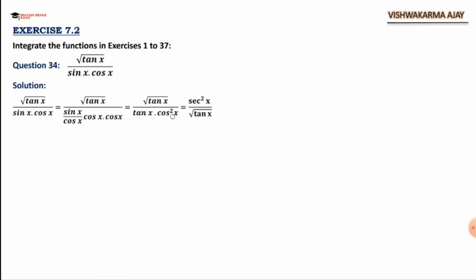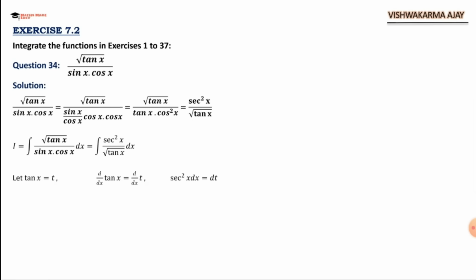And 1 upon cos square x will become sec square x, so sec square x upon root of tan x. Now we can take tan x as t. The derivative of tan x is available in the numerator, that is sec square x. Let tan x be equal to t, then the derivative of tan x, that is sec square x dx, is equal to dt. So this part will be replaced with dt, and this will be t, 1 upon root t.